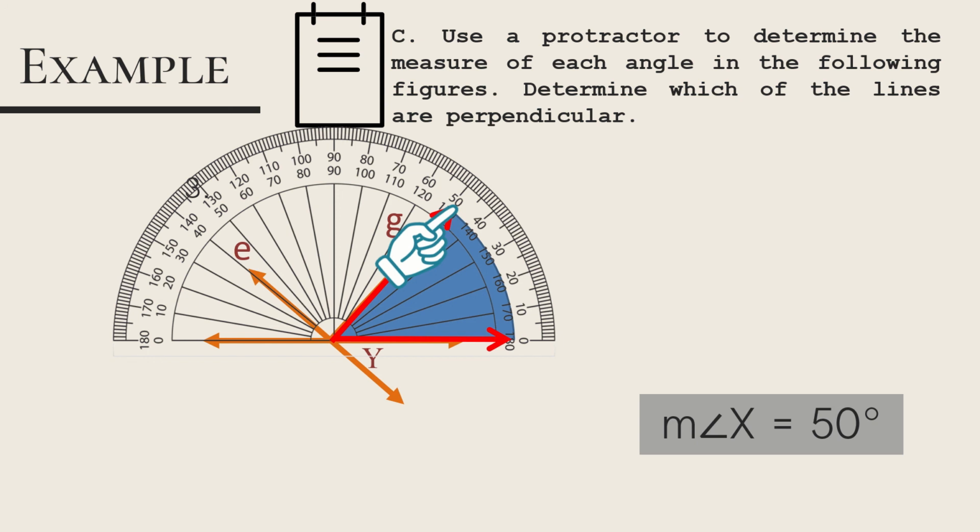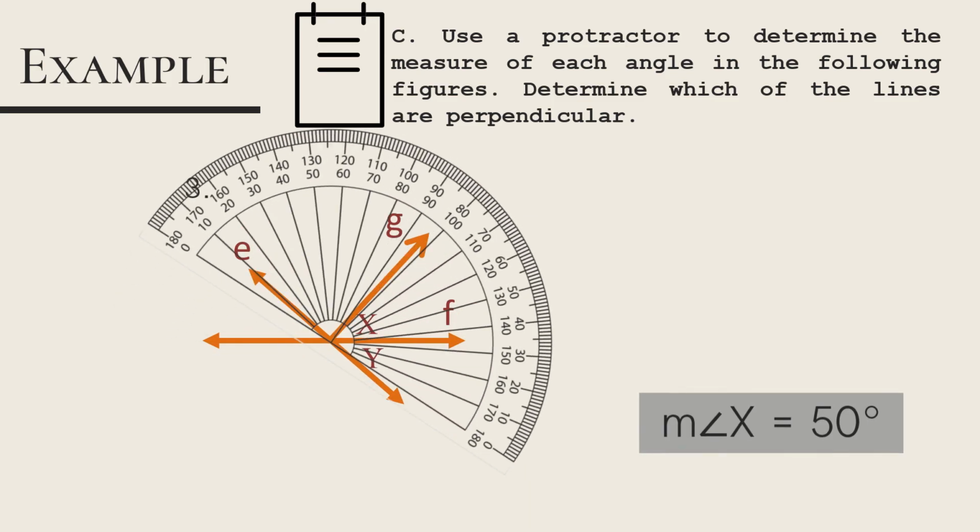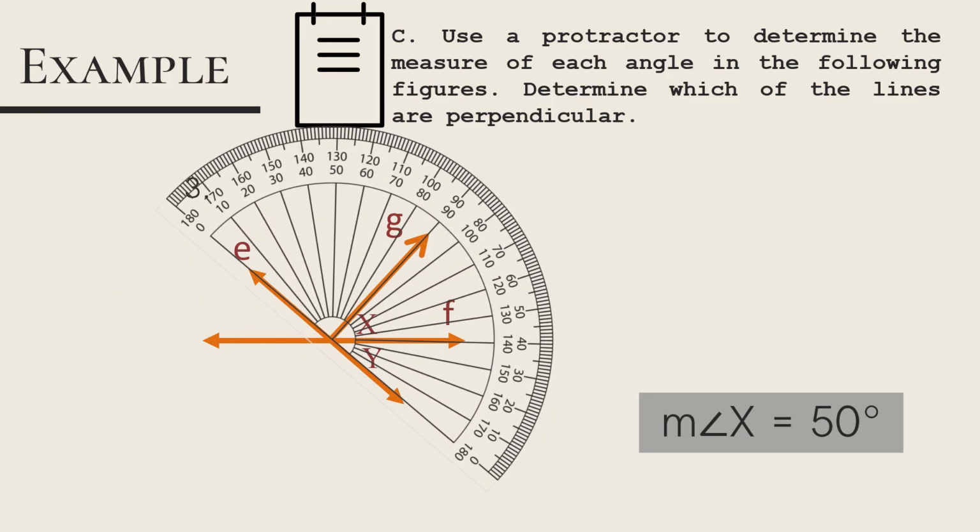Next, let us find the measure of angle Y. For this one, let us adjust or rotate the protractor to align one leg of the angle with the baseline. Let us maintain the vertex of the angle at the origin and gently rotate the protractor so that one of the legs of the angle falls on the baseline of the protractor, or the 0 degrees.